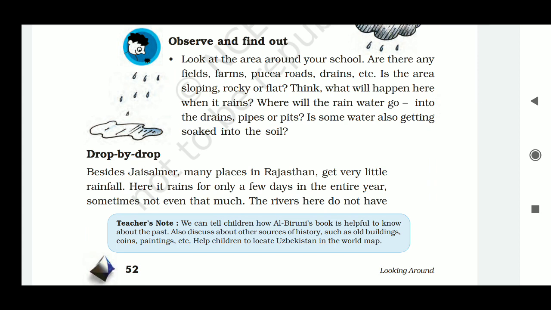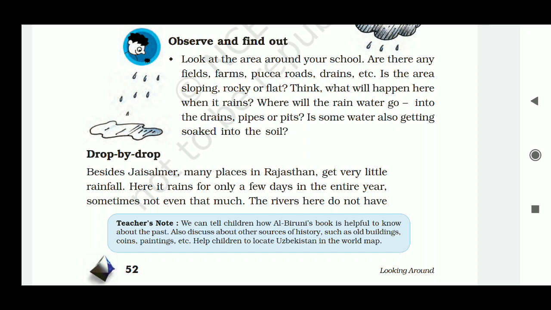Look at the area around your school. Are there any fields, farms, pakka roads, drains, etc.? Is the area sloping, rocky or flat? Think what will happen here when it rains. Where will the rainwater go? Into the drain pipes or pits? Is some water also getting soaked into the soil?